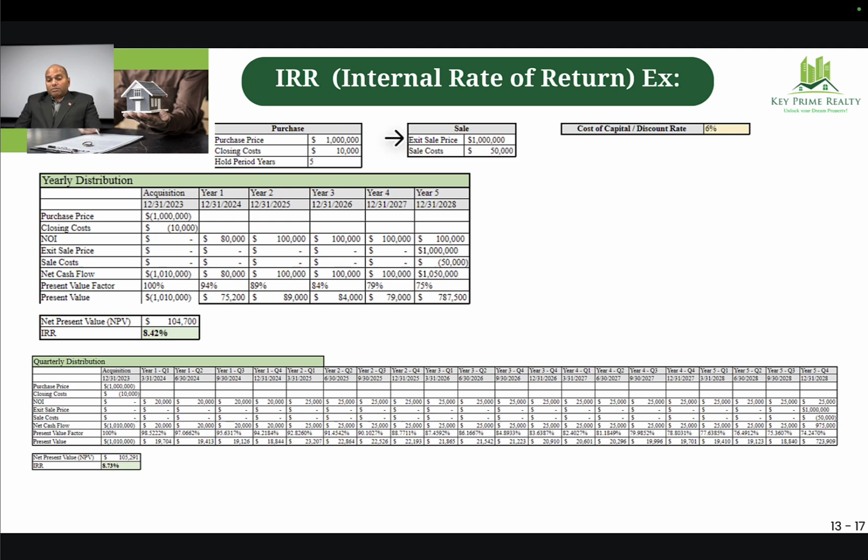Usually when we underwrite, we always look at, okay, this is the purchase price, and after 5 years, 10 years, 15 years, we are going to sell it at $1 million, or if not at $1 million, we are going to sell it not this way, but you want to look at cap rates.